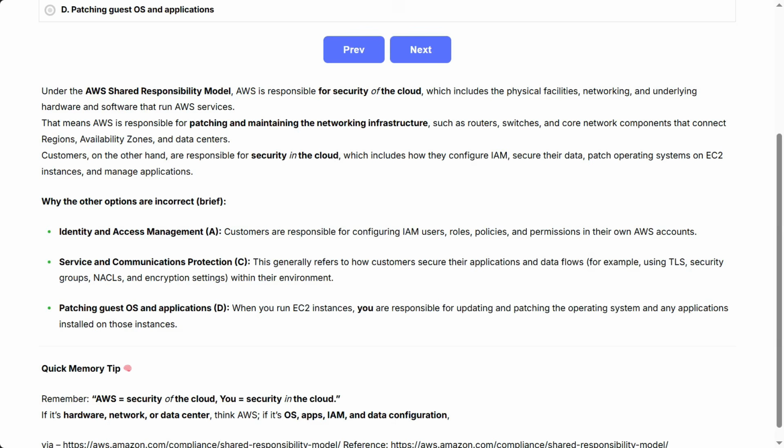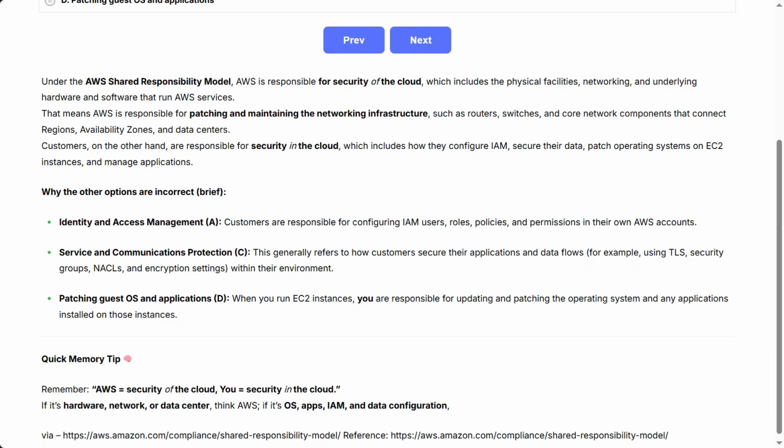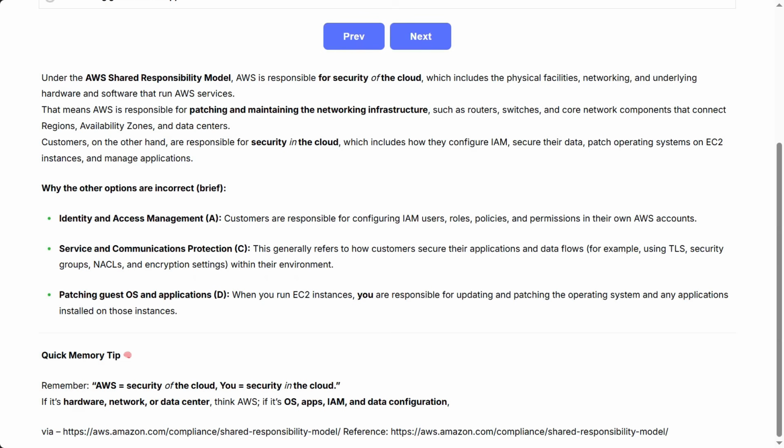Why the other options are incorrect. A. Identity and access management: customers are responsible for configuring IAM users, roles, policies, and permissions in their own AWS accounts. C. Service and communications protection: this generally refers to how customers secure their applications and data flows, for example, using TLS, security groups, NACLs, and encryption settings within their environment. D. Patching guest OS and applications: when you run EC2 instances, you are responsible for updating and patching the operating system and any applications installed on those instances.